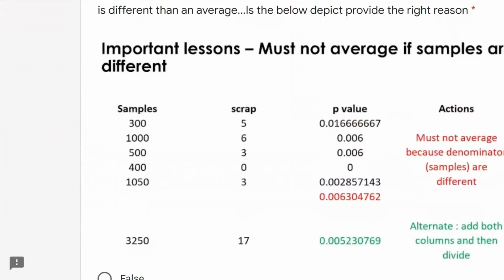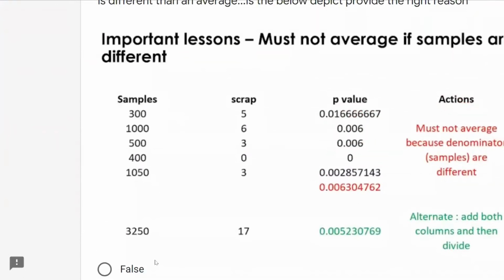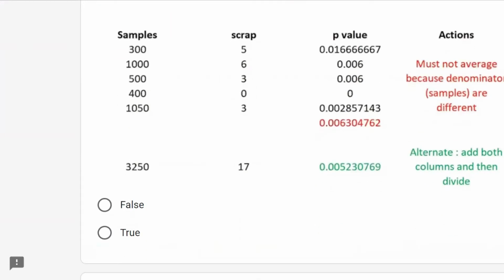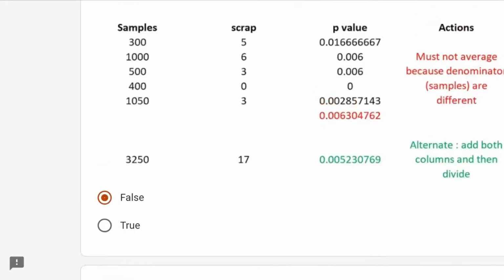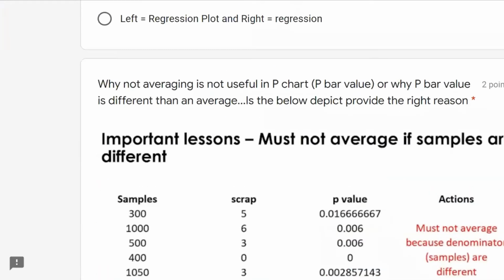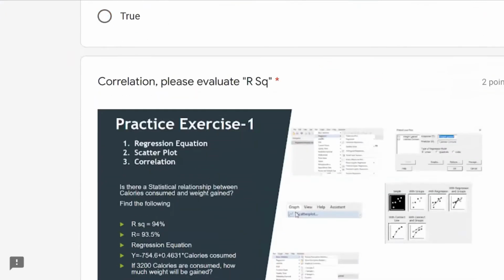However, if you wanted to do it, what we need to do is add this up. For example, all these samples total 3,250, all the scrap is 17, then you can do it. This is the best one. That's what the P chart also does, right? So we should not average it like this, but we should average it by summing up all. Let's go to this one, this is true, because the question was why is averaging not useful. So the answer is this one.